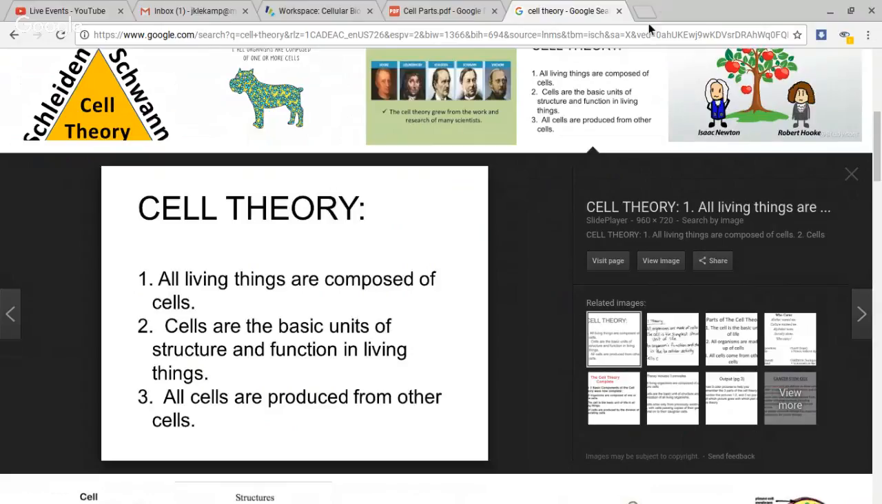So this will be on your quiz on Friday. You need to go ahead and make sure that you stay on track with your studying of cell parts. Make sure that you look over that along with the cell transport.